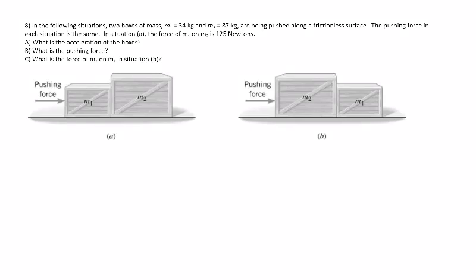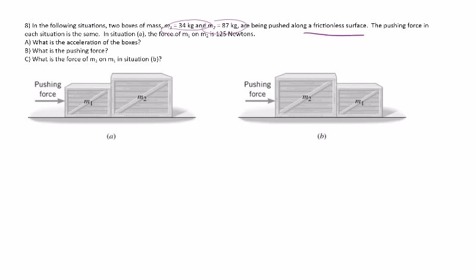Okay, in this situation, we're looking at one object pushing into another object. So we've got two boxes, and we know the mass of each. One's 34 kilograms, one's 87 kilograms. They're being pushed along a frictionless surface, so we don't have to worry about friction in this problem.